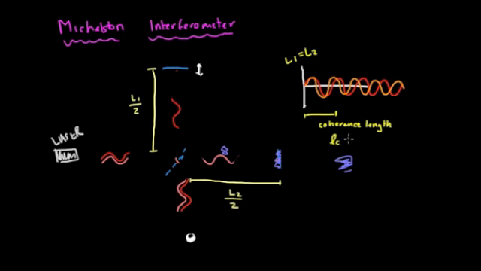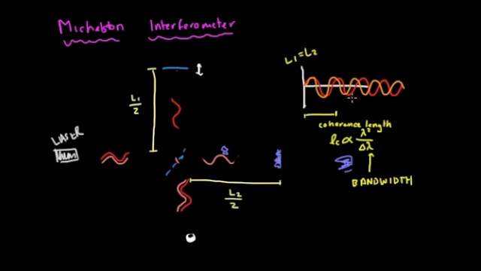And the coherence length is proportional to the wavelength of light squared over this number. And this is called the bandwidth. And as we have a wider bandwidth, that is just saying we have more and more orange light, or we have a larger spectrum of light.